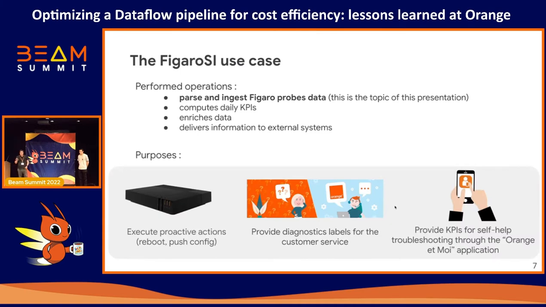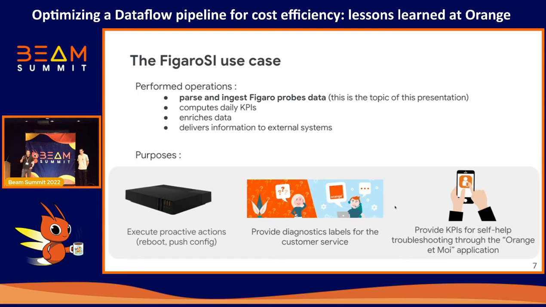And there are three main purposes for this use case. The first one is to execute proactive actions, like a reboot or pushing some configuration. The goal here is to try to correct something before the customer notices there is something wrong. A simple example is when the CPU load average is over 80% for the previous day, Figaro SE will send a reboot command to the device.